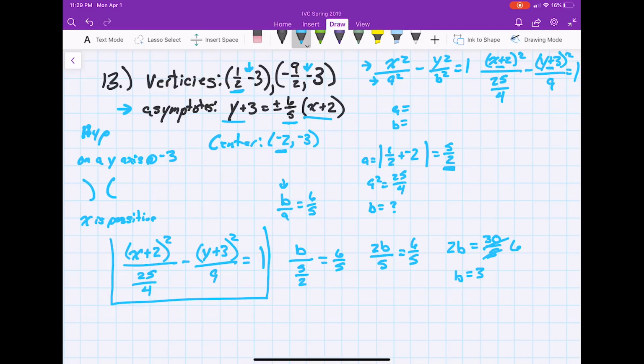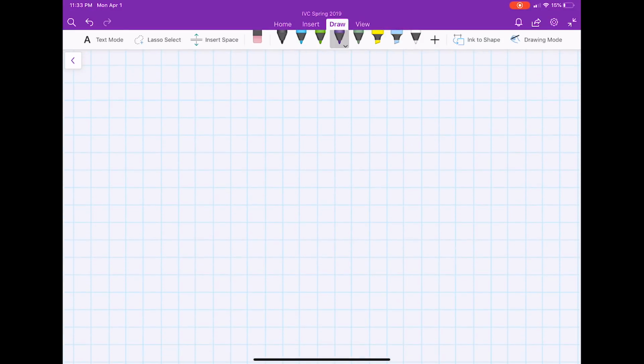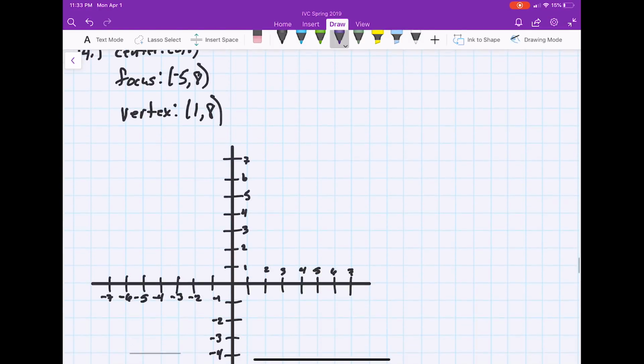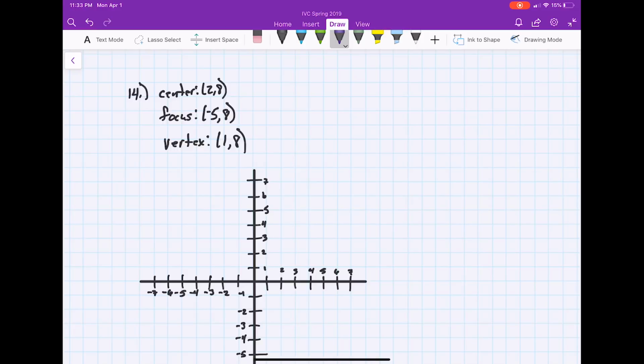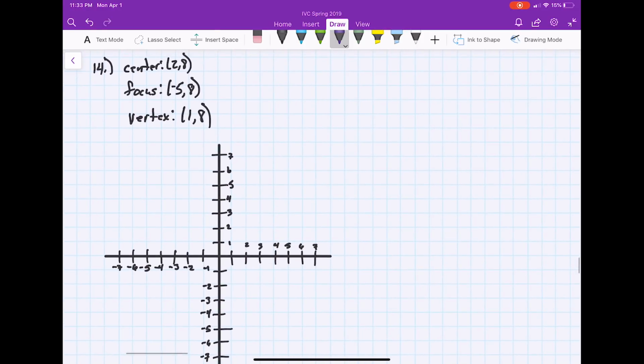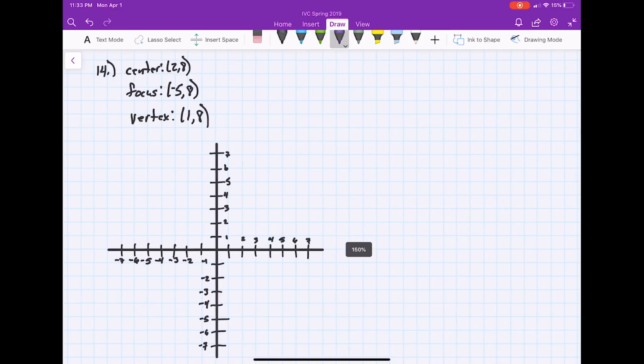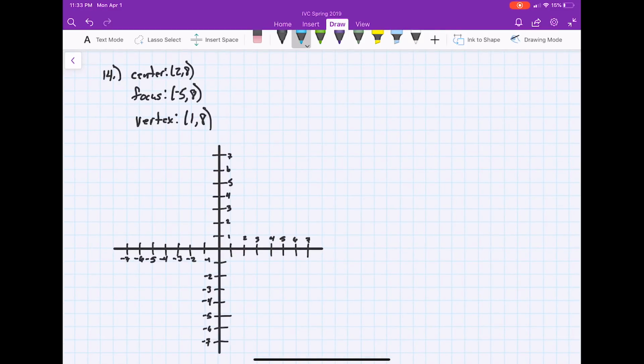So we were asked to find the equation for this hyperbola, and that would be the answer right there. Moving on to number 14, same kind of question, except they've given us some different pieces of information to try and figure out what this formula is going to be. And right off the bat, we can see that we can just plot this. This is going to be a 2, 8. It's going off my graph already.